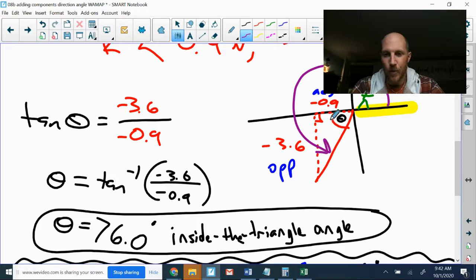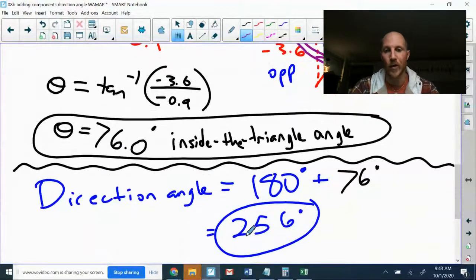So if the portion inside the triangle is 76 degrees, how did I get all the rest of this stuff up here, right? That's an extra 180 degrees. So to get from the positive side of the x-axis all the way around to the negative side of the x-axis, 180 degrees, plus another 76 degrees right here to get to where my vector ends. So I'm going to add the 76 plus 180 to get a direction angle of 256 degrees.